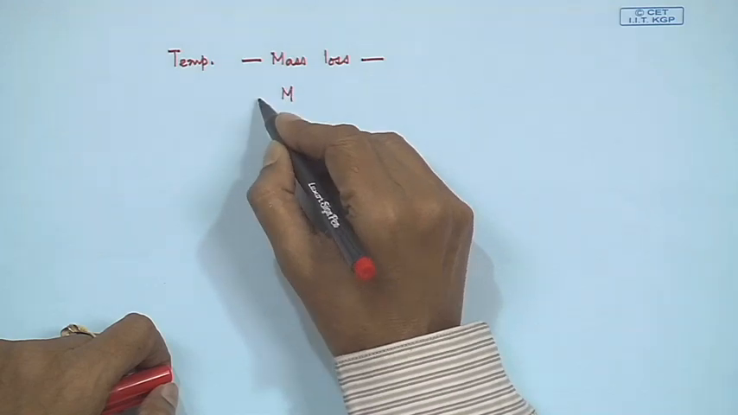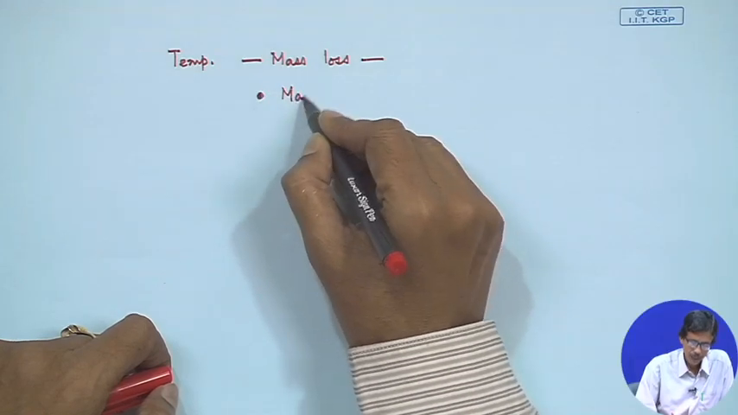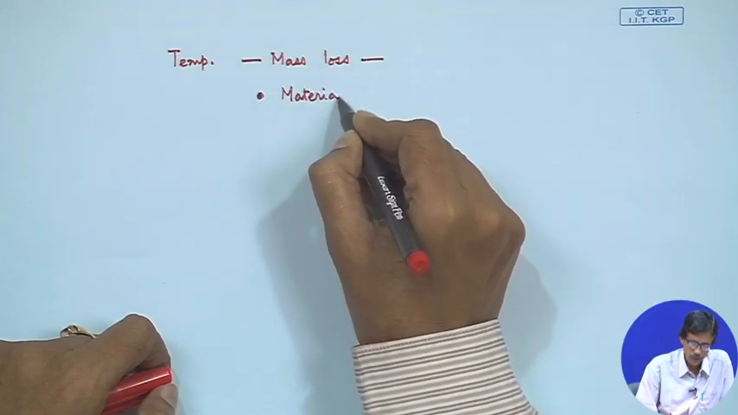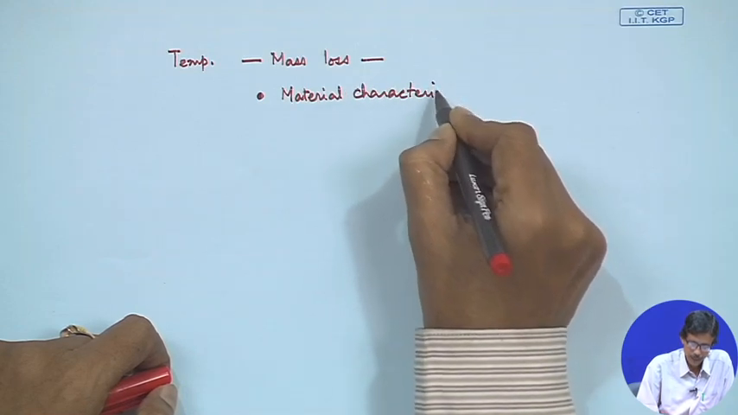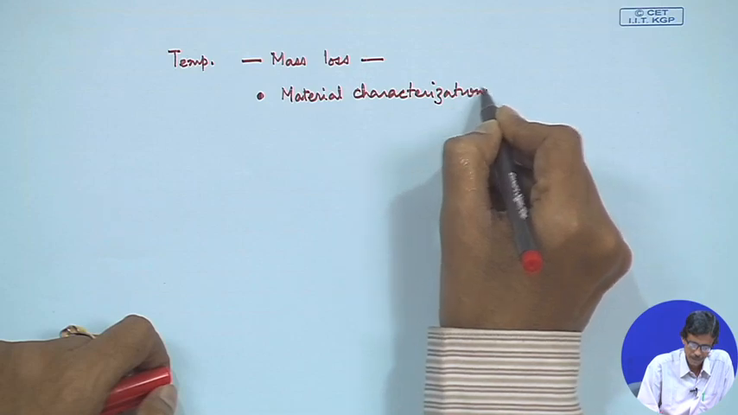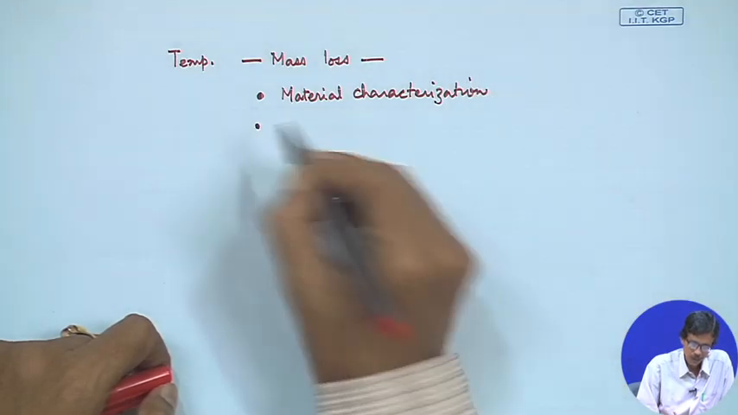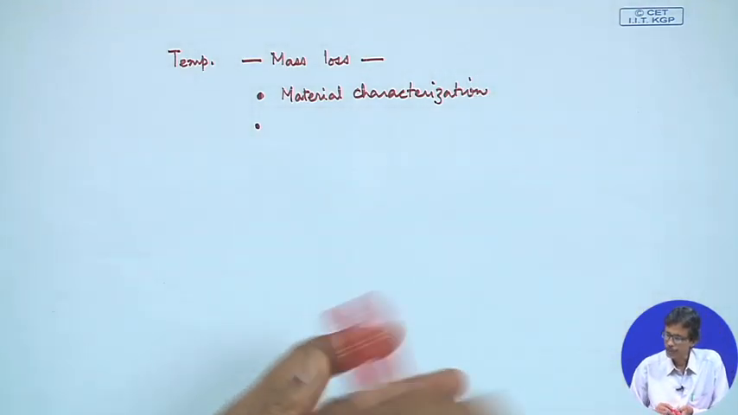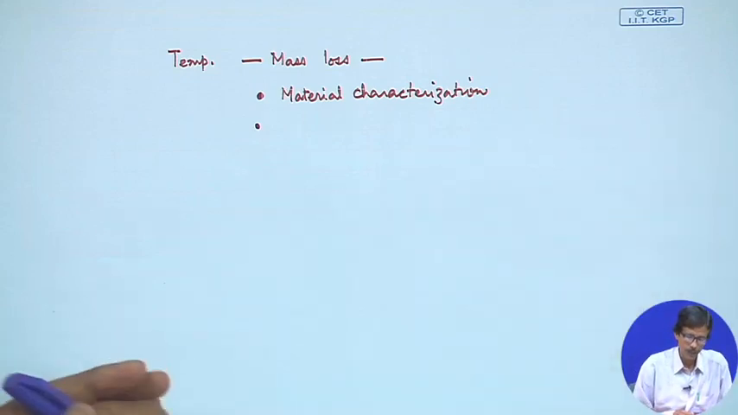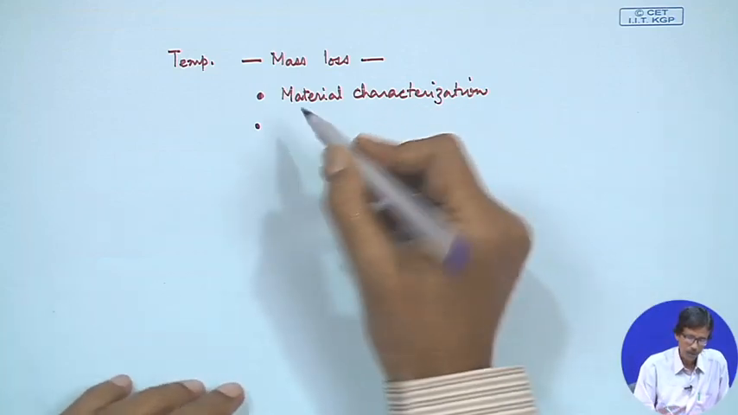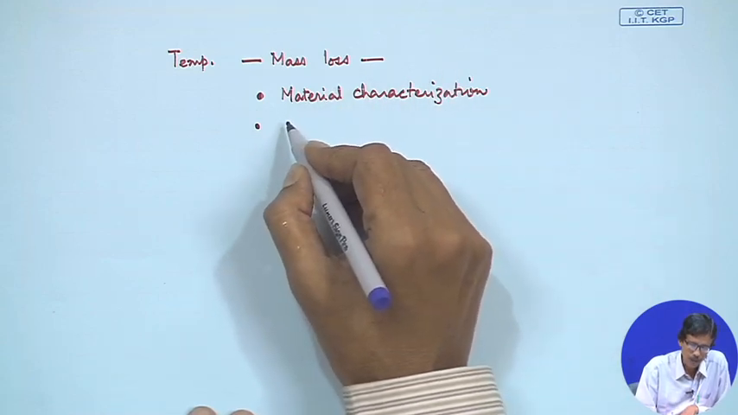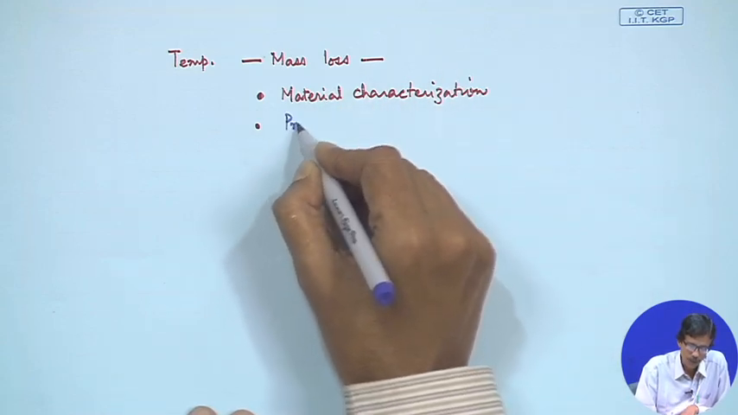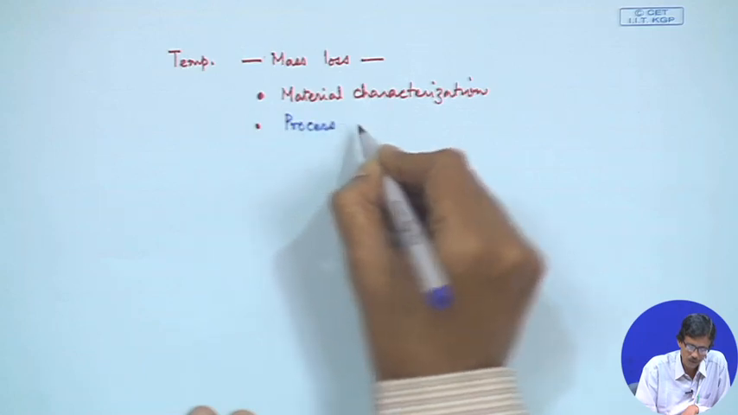So, one important thing is that it is very useful for material characterization. Also, sometimes we can use this particular technique if we know nicely at what particular temperature the amount of mass loss is taking place, and that mass loss can be very useful for some process development also.